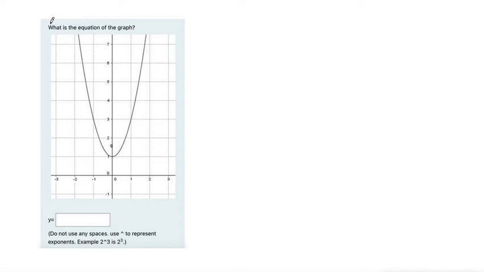Okay, so here we have a problem that says, what is the equation of this graph? And we're given the shape of a graph, and it says y equals, and it puts a box. Do not use any spaces, use the hat mark to represent exponents.